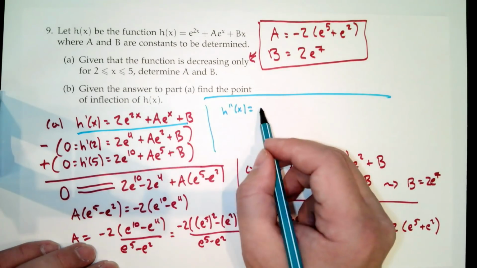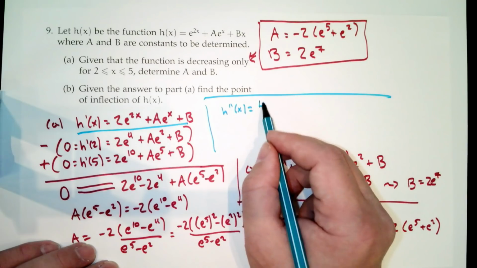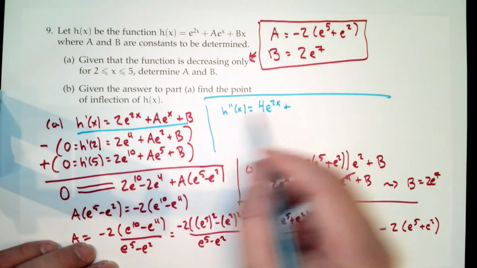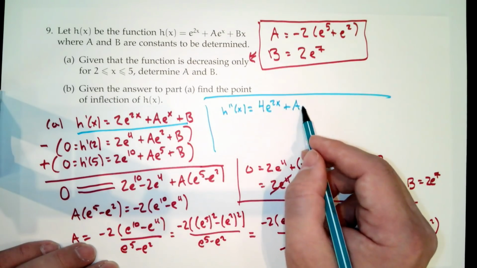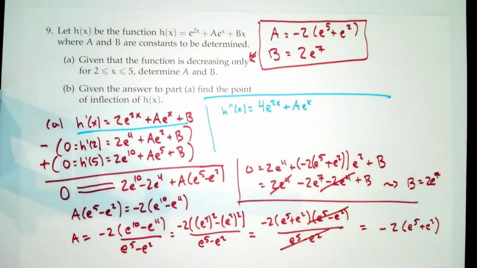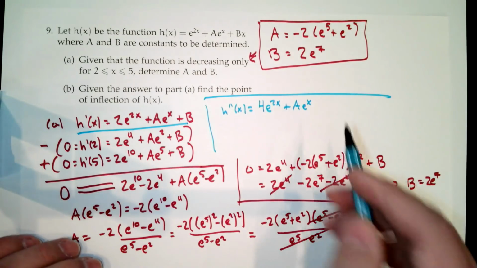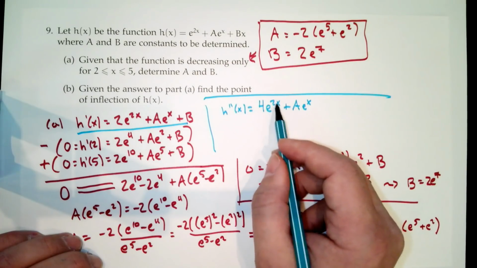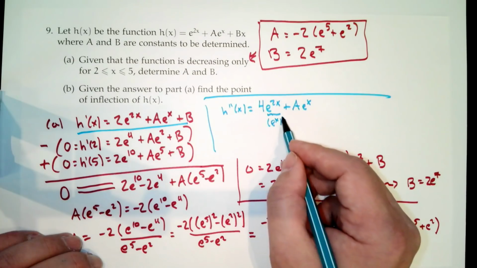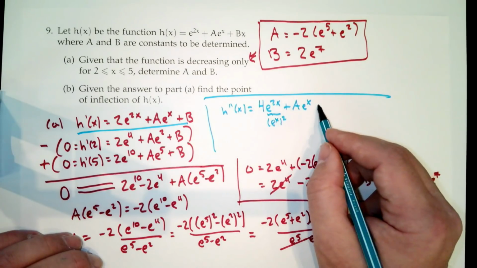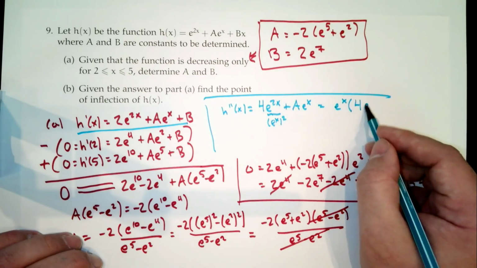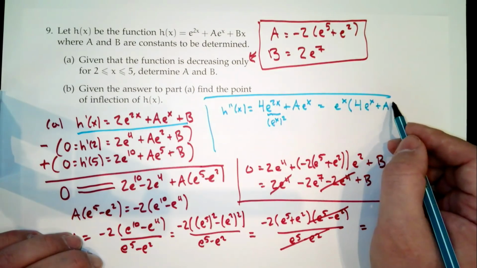Well, the derivative of 2e to the 2x is 4e to the 2x. Then plus the derivative of ae to the x, ae to the x. And the derivative of plus b, 0. Now notice, here, e to the 2x, I can think of this as e to the x squared. And if I think of it that way, I can actually factor out an e to the x. So it's e to the x, and then it's 4e to the x plus a.